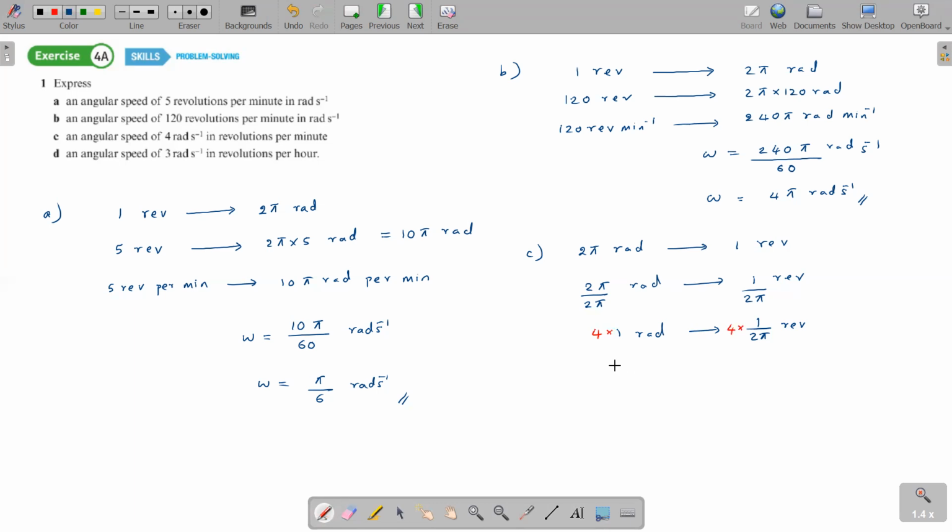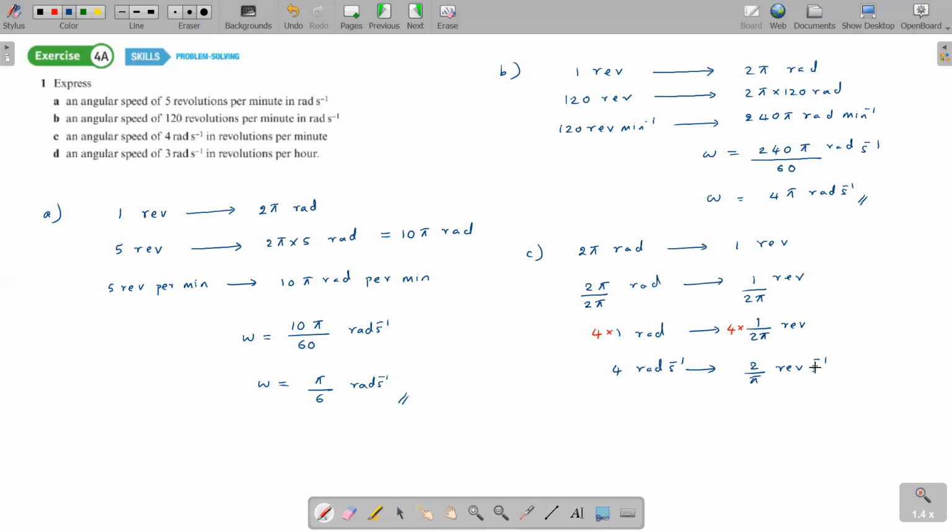Right? So 4 radians is equivalent to 4 over 2 pi, which is 2 over pi revolutions. So it's 4 radians per second, which means it is equivalent to 2 over pi revolutions per second. But they want us to get the answer per minute.